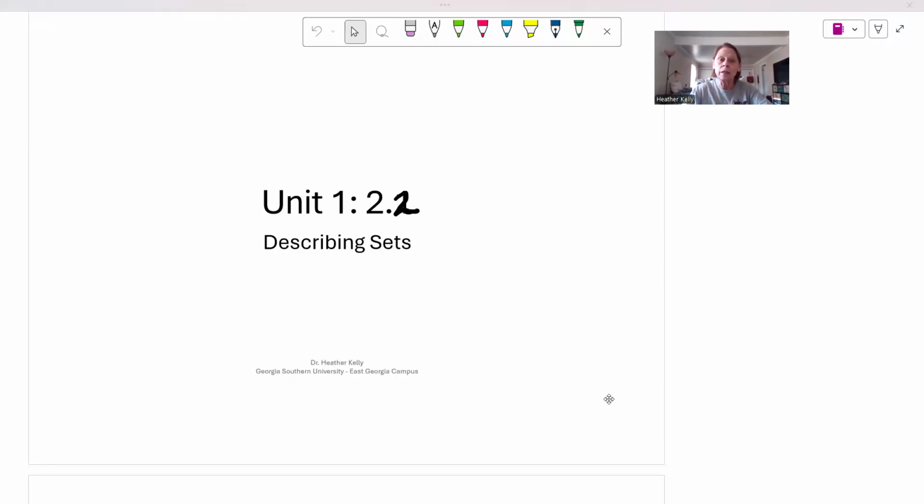Okay, let's get started. We're going to continue on in chapter two. And today we're going to be describing sets. It's going to be a whole lot of vocabulary and terms, a little bit of problems, but mostly just really kind of understanding here.